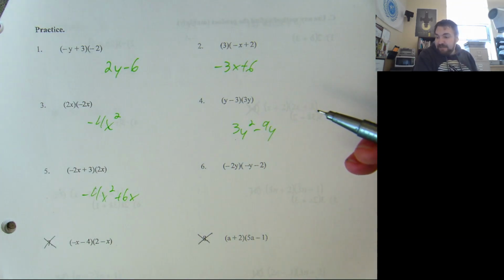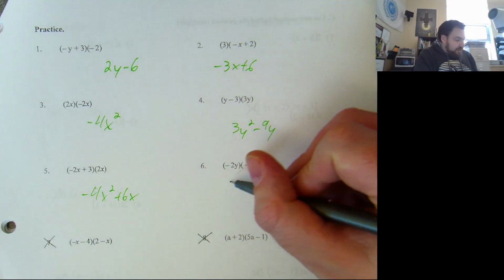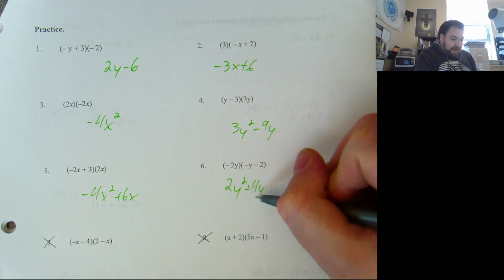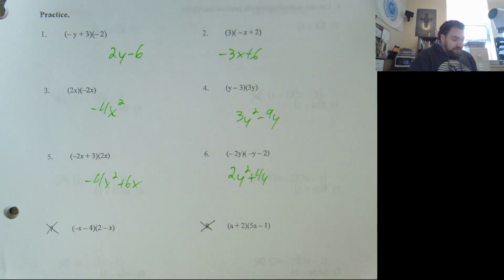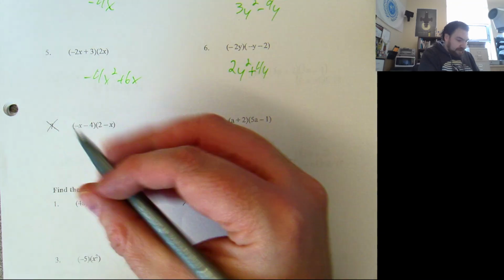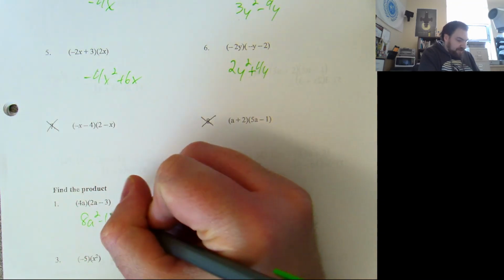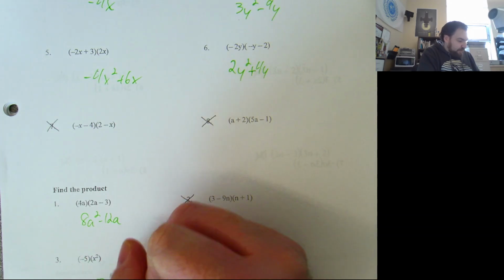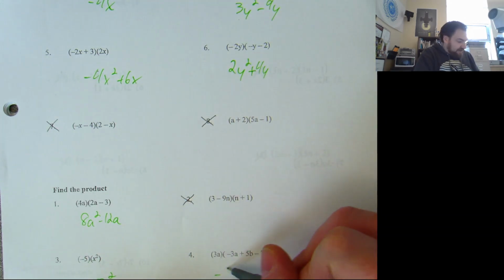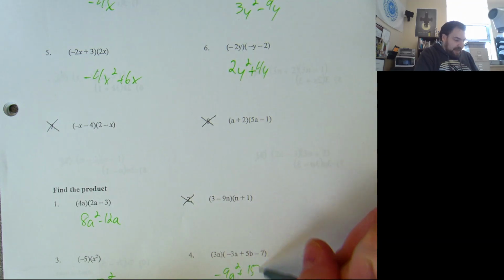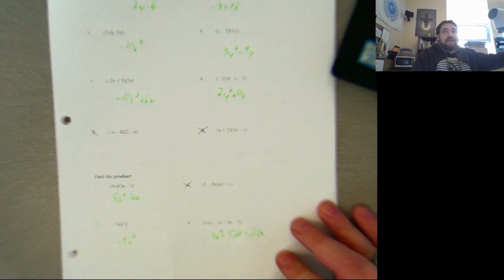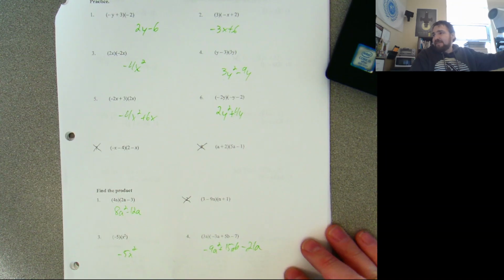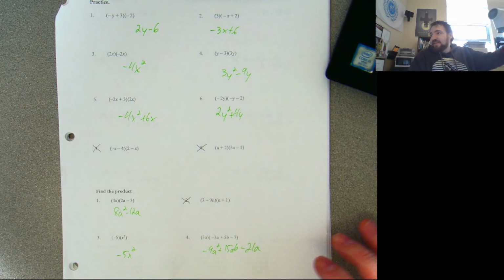Question 6 should be 2y squared plus 4y. And then there's 3 more at the bottom: 8a squared minus 12a, negative 5 squared, and negative 9a squared plus 15ab minus 21a. Those are the answers to the questions you should have looked at yesterday.